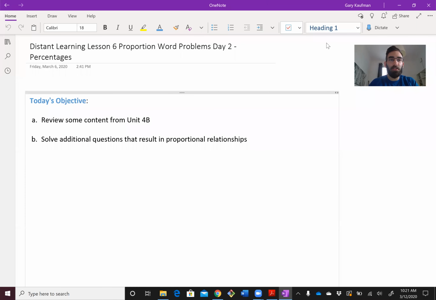Hey everyone, so today is lesson 6, proportion word problems day 2. Now it's more of a practice day. Today's objective: we're starting with some review content, so solving some inequalities, making sure we don't forget how to do that, and then solving some additional questions that result in proportional relationships. So without further ado, let's get started.